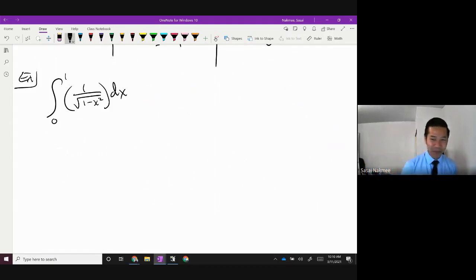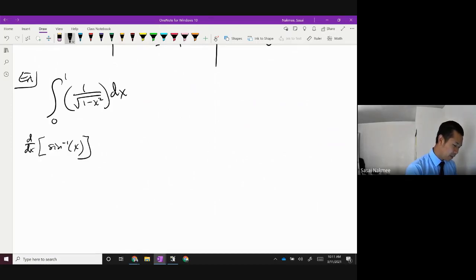Someone already beat me to it. Brian's already seeing this right here. This right here is the derivative of the inverse sine function, right? The derivative of the inverse sine function is equal to 1 over the square root of 1 minus x squared.